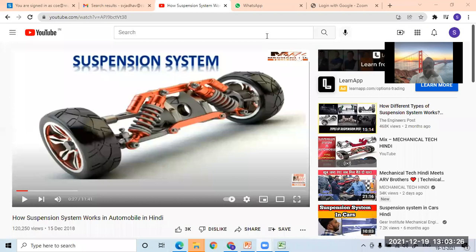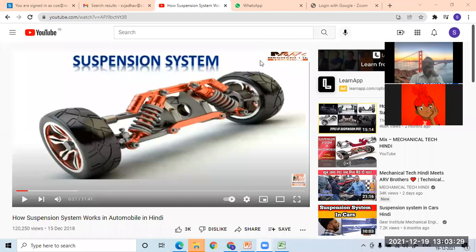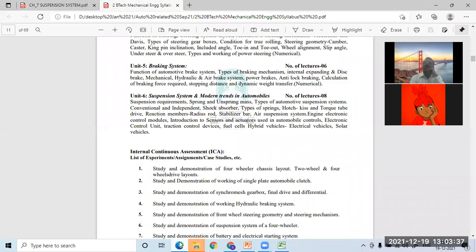So basically, we have started chapter number 6, which you can see on your screen. The suspension system and modern trends in automobile. That is the present chapter which we are discussing.